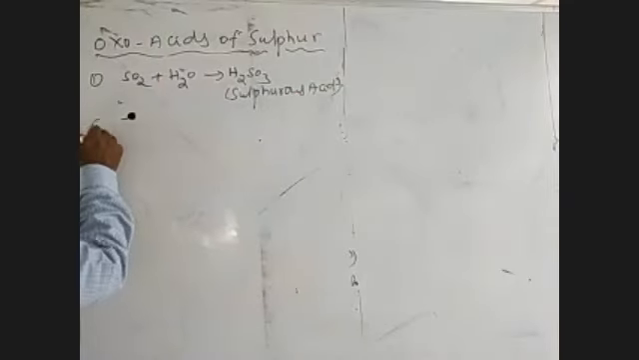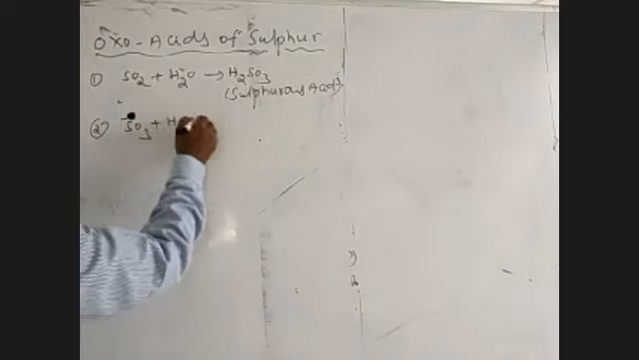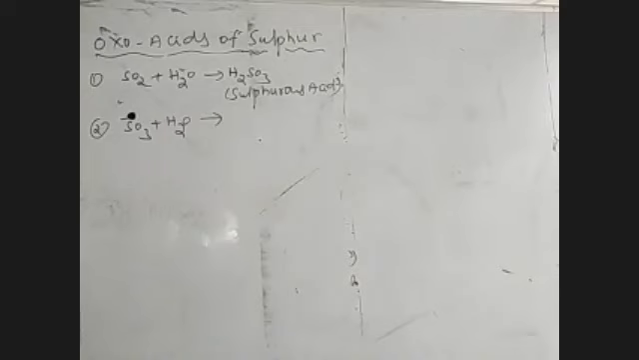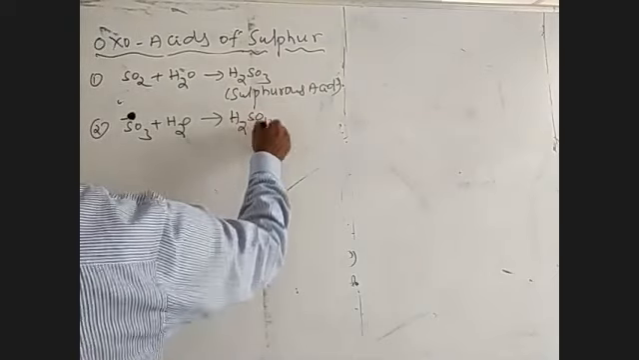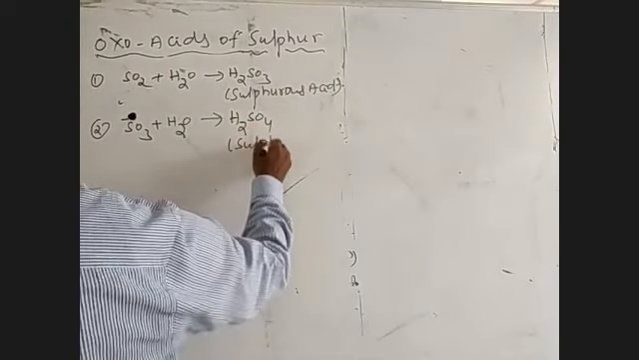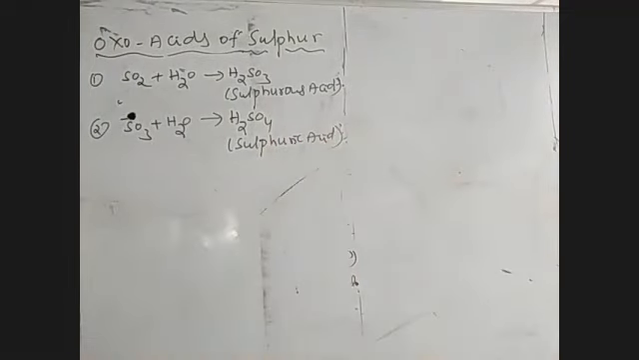When the trioxide SO3 is dissolved in water, it forms the compound H2SO4. H2SO4 is known as sulfuric acid.